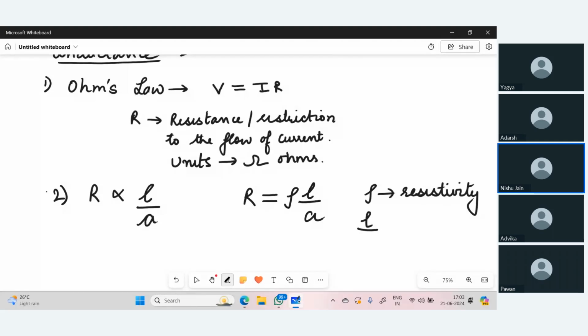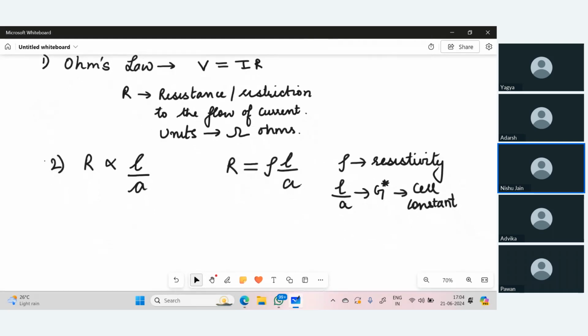And what is L by A called? L by A is G star, which is called cell constant. L by A is G star, which is cell constant, or rho is resistivity. R is equal to rho L by A.